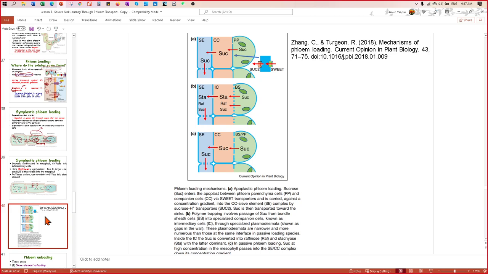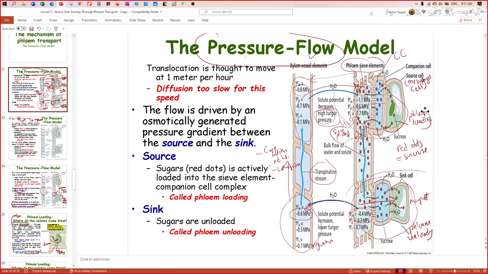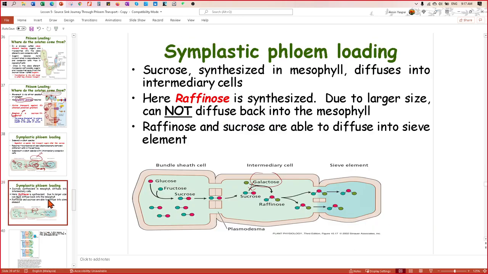So I put this here to show you what happens at the phloem loading. If you are lost, you go back here. Remember, for the source-sink transport, you need two things to happen. You need the phloem loading, and you also need the phloem unloading. Now we are at phloem loading. It's done through symplastic phloem loading. Why is it called symplastic? Because it goes through the plasmodesmata, the tunnel here. The size of plasmodesmata here is smaller. This one is bigger.